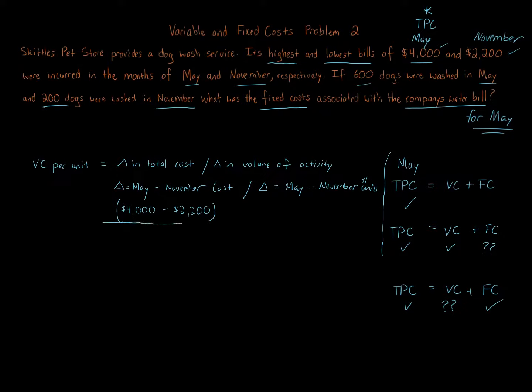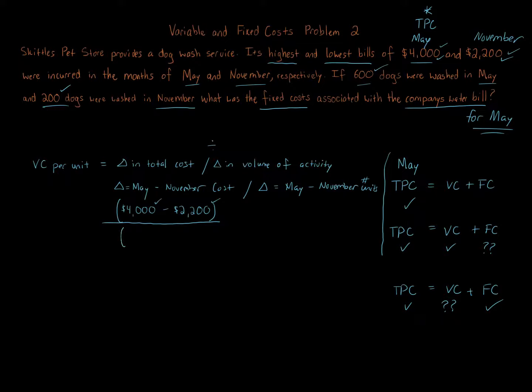Our denominator is going to be the number of units. So this slash is divides over that amount. And then the denominator is going to be the change in number of units from May to November. So again, 4,000 was right here, May. 2,200 was November. And then the number of units, 600 for May, 200 for November.